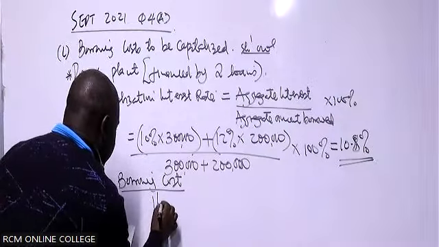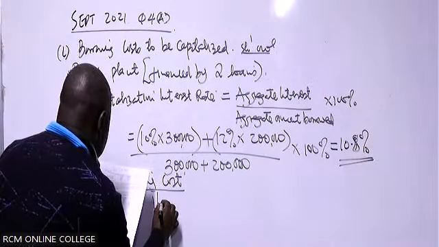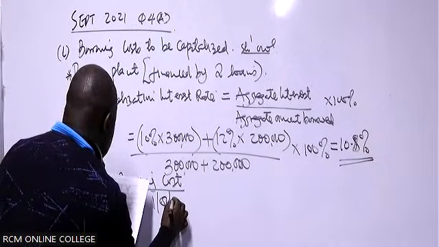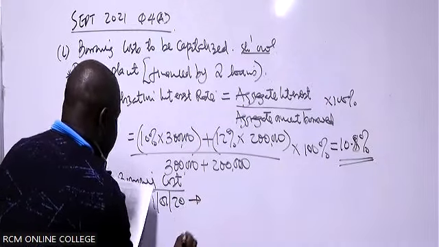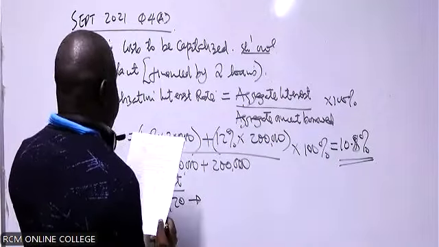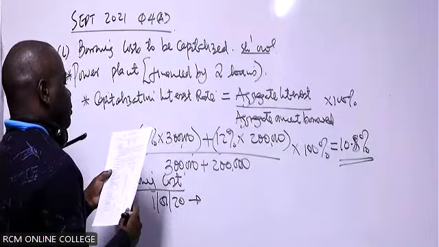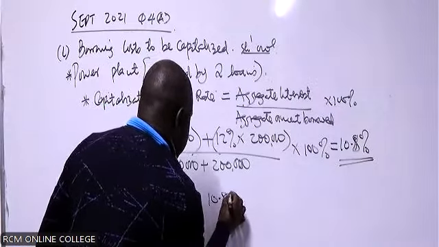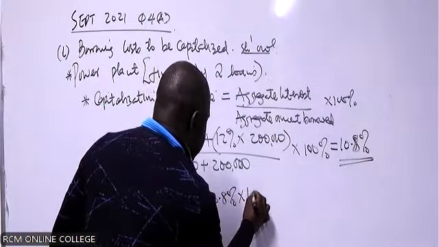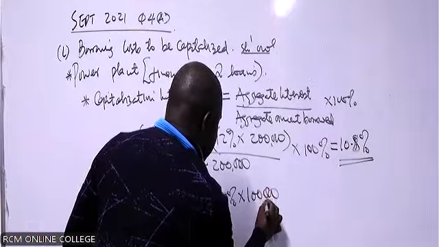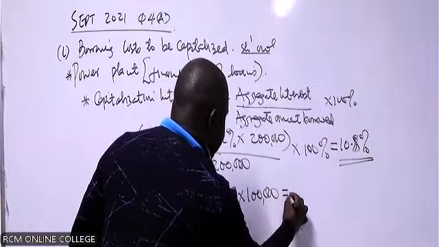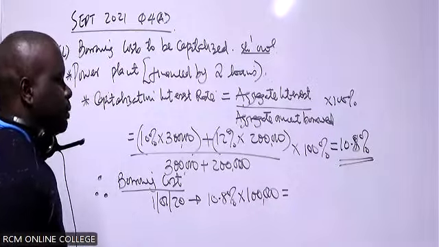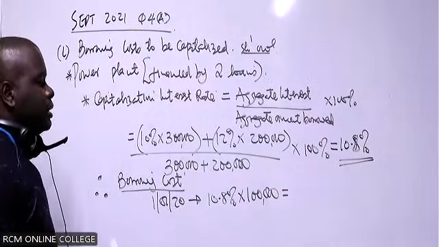On 1st of January 2020, immediately they spent how much? 100 million. So you'll take 10.8% times the 100 million, so that we know the borrowing cost incurred on this amount spent on this project, the power plant, immediately.